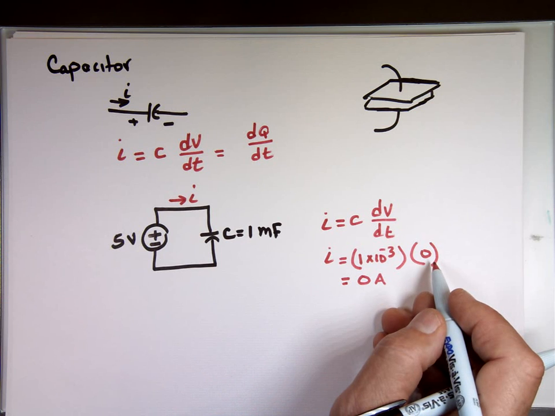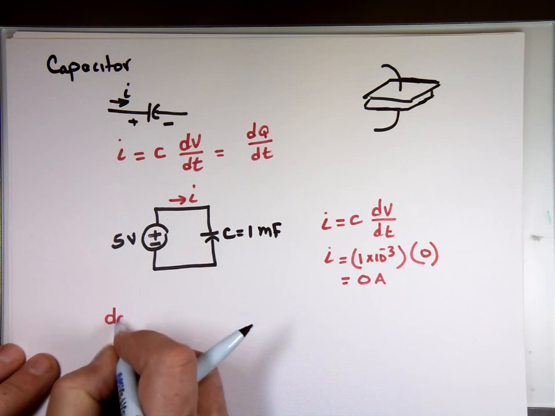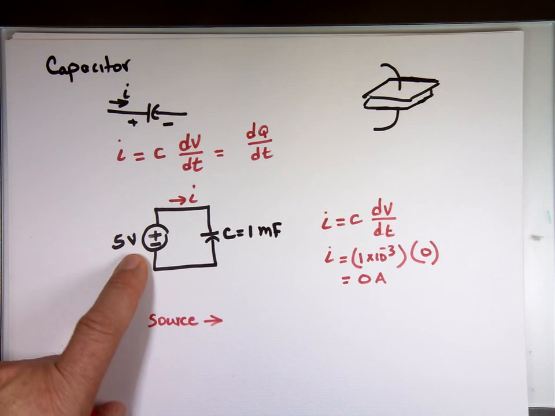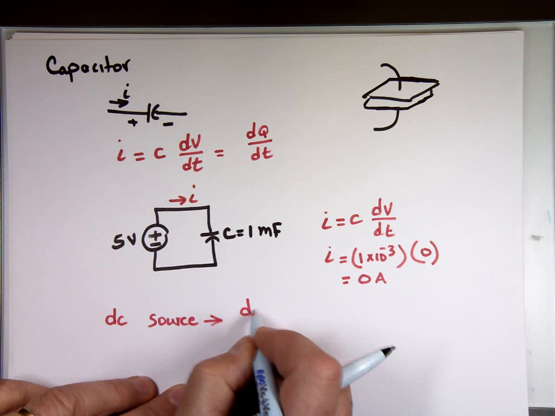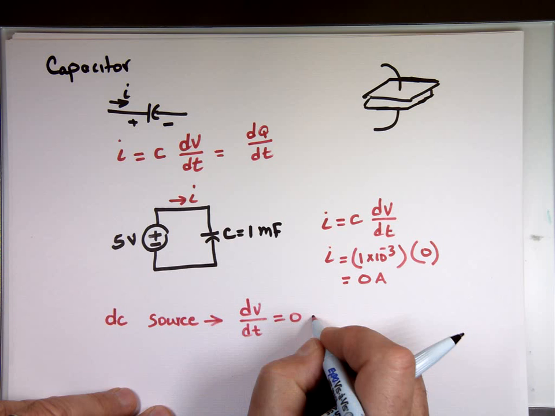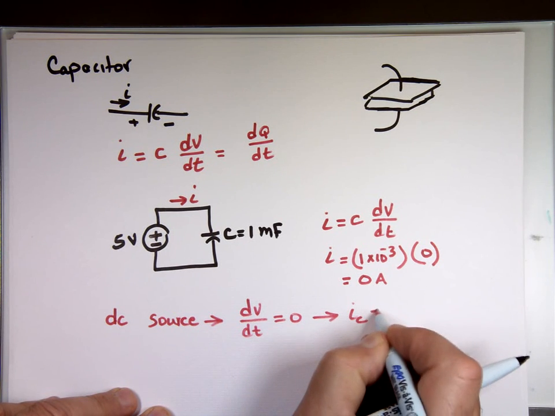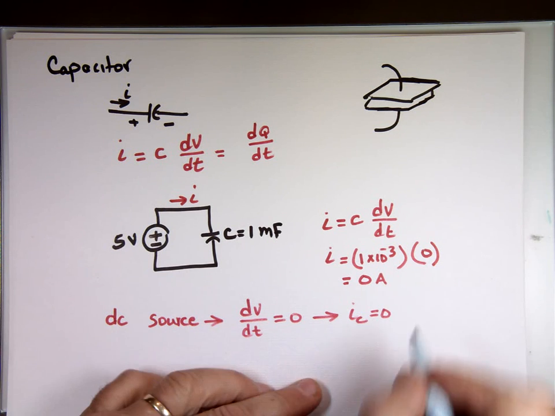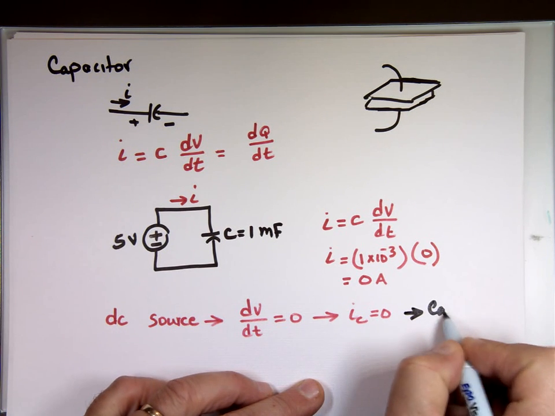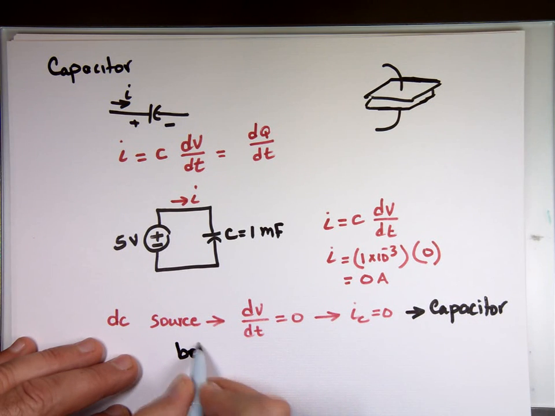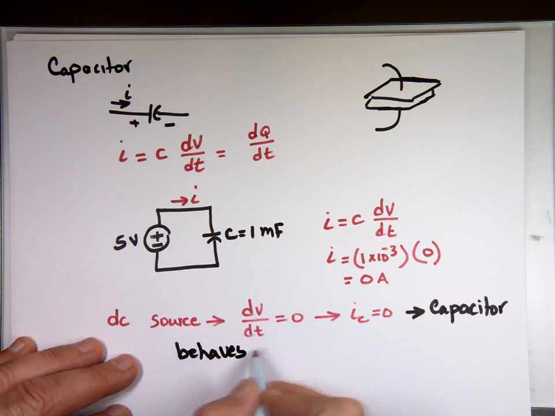Why is the derivative 0? In calculus, we know the derivative of any constant is 0. So when you have a DC source, that means your value here is a constant value. Then the derivative of any constant is 0, which implies what? The current through the capacitor will be what? 0. So to a DC source, if the current is 0, that means that capacitor behaves as what? As an open circuit.